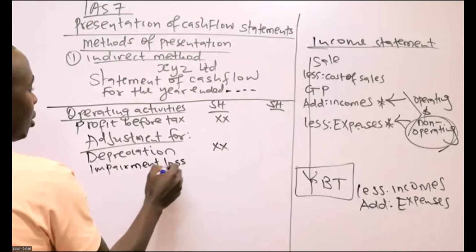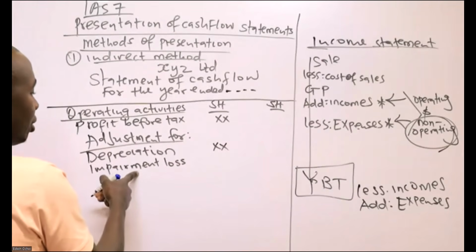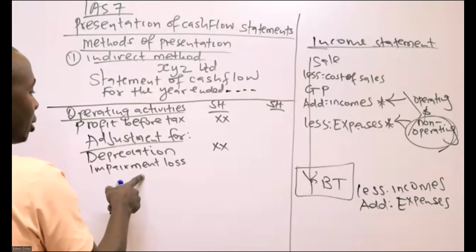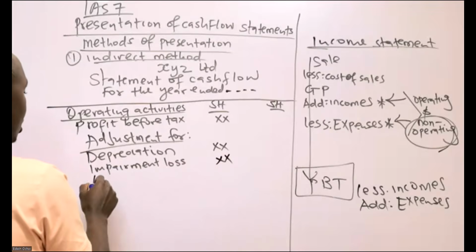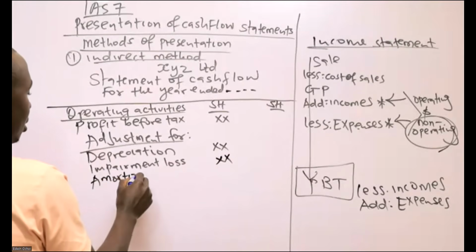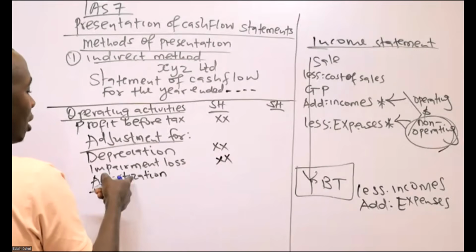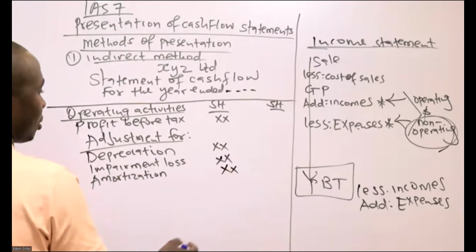Impairment loss is an expense. This is when goodwill loses value. When goodwill loses value, we always say that it has been impaired. So this is an expense when goodwill loses value, and this one we add back. If there was amortization, that is loss in value of other intangible assets. This is again an expense, we add back.